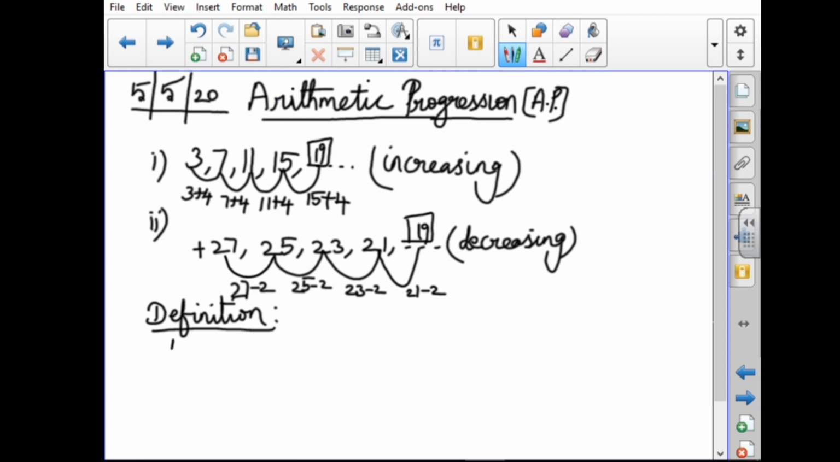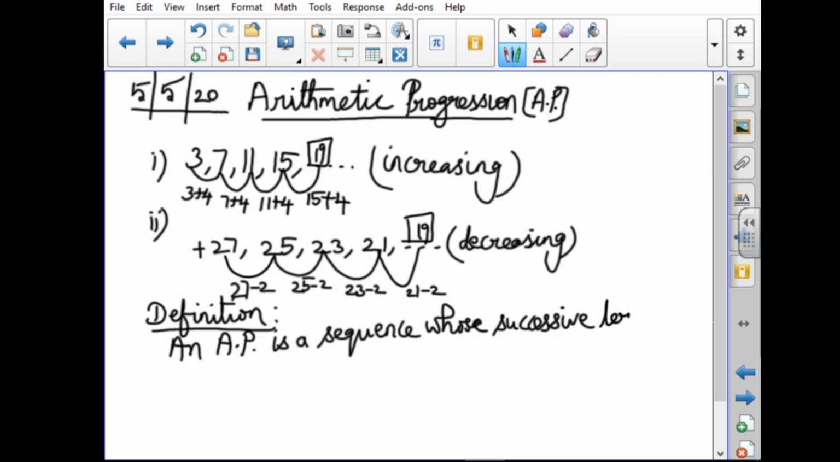An AP, or arithmetic progression, is a sequence whose successive terms, that is the next term, differ only by a constant. Whose successive terms differ by the same constant. So that is the first point.